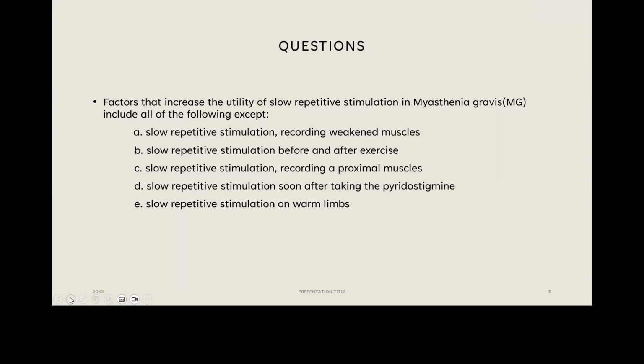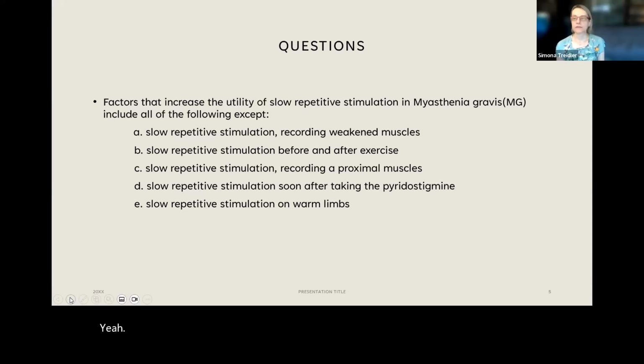I think it's D because the pre-segment should help the muscles. So it's the only thing that's going to make it more strong. Yeah, perfect. That's correct, Ahmed. It's correct again.